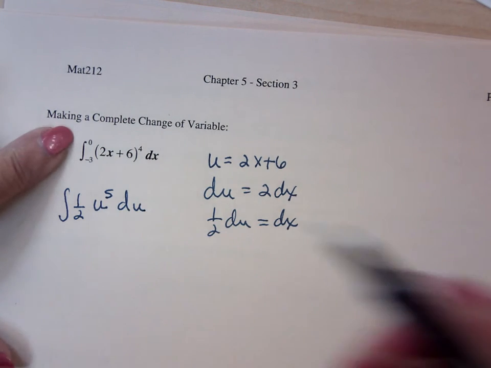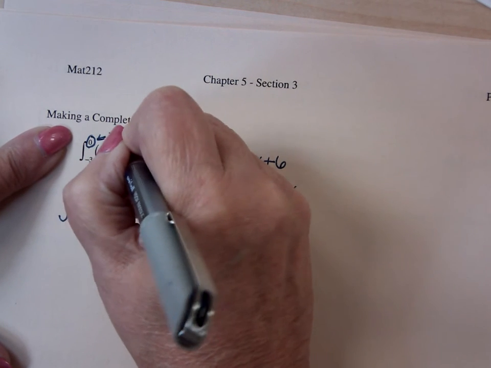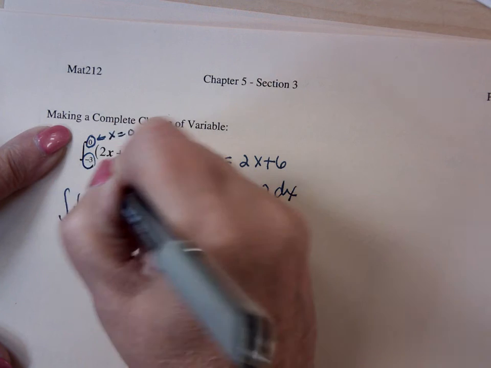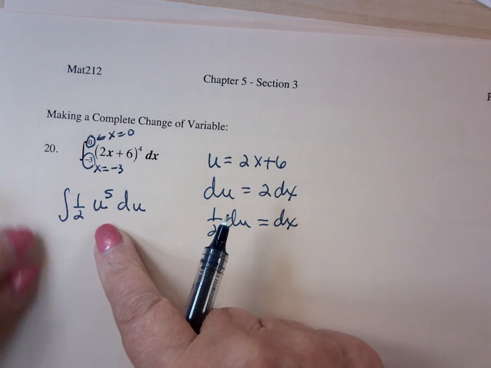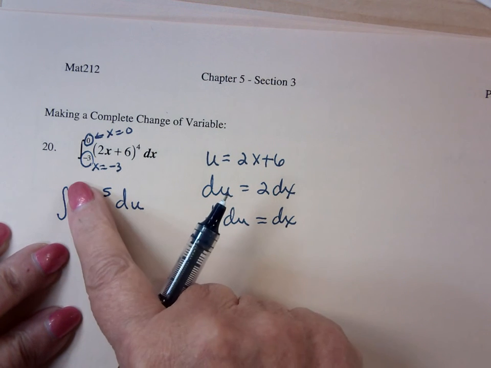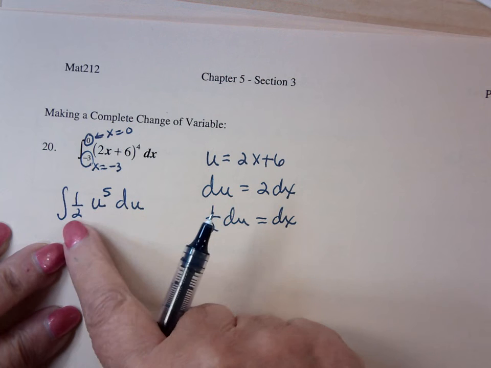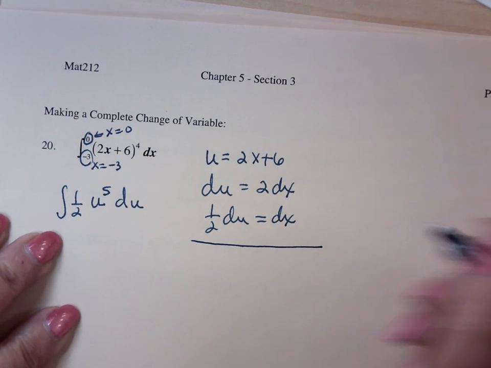Now the problem is when I look at these limits of integration, this is really x equals 0. This is really x equal -3. This is u. So how do I make sure I can't put -3 and 0, because if this is u, these have to be u. Well, I just make a change of variable.